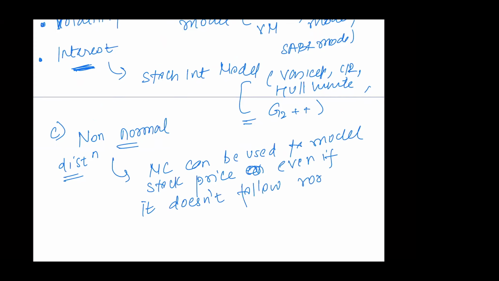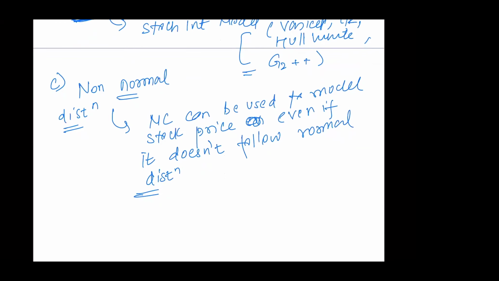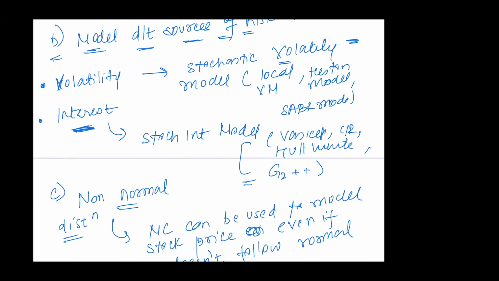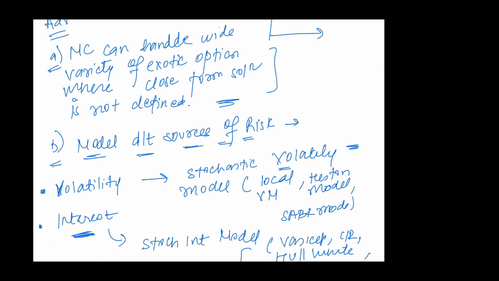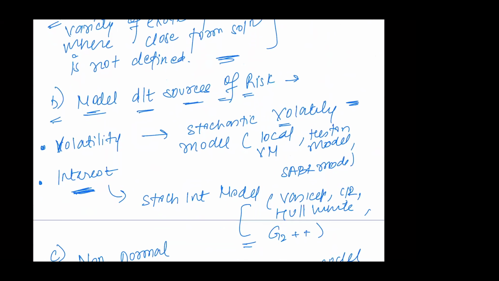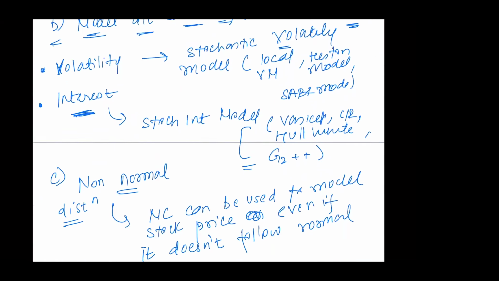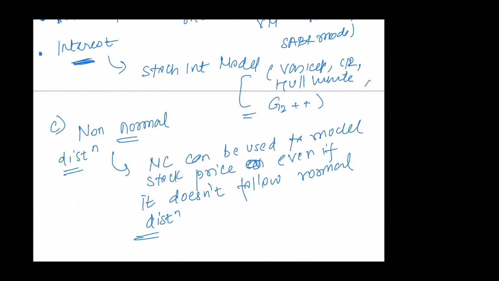So it's such a big thing, Monte Carlo can do such important things. Some of the advantages are that you can use it for option pricing where we do not have any closed form solution, and we can use it to predict uncertainty, that is volatility, and interest rates. We can use it to predict the stock price even if it doesn't follow normal distribution.